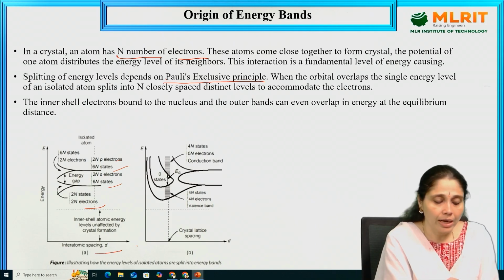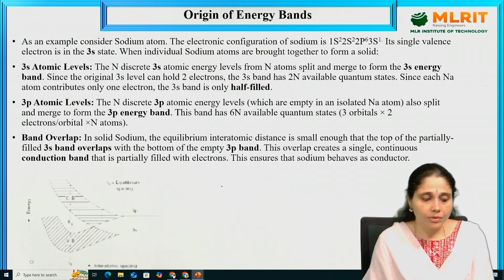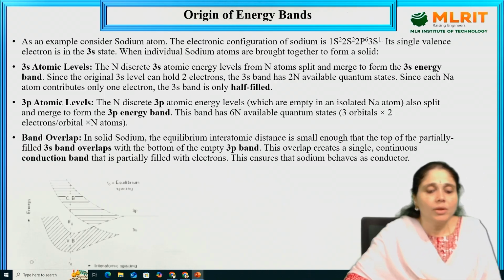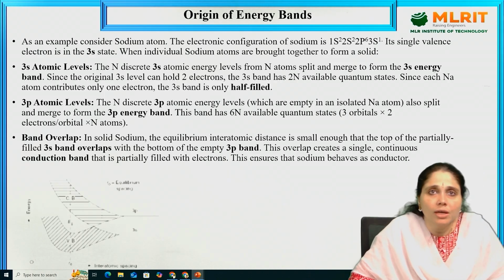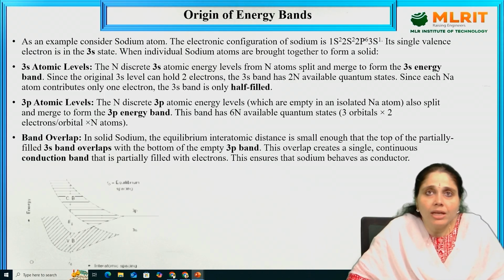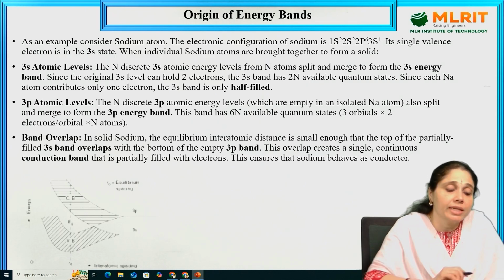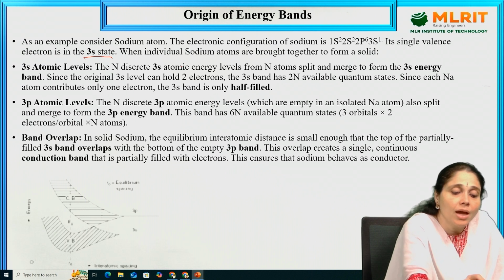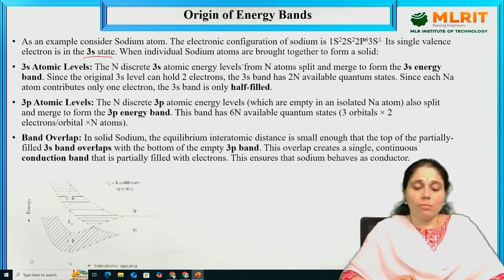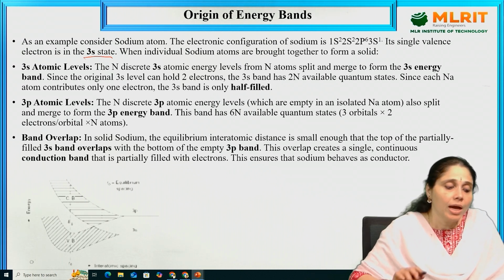Let us see. Next, come once again to the example of the sodium atom. It consists of 11 electrons, where the configuration is 1s2, 2s2, 2p6 and 3s1. The single valence electron is in the 3s state. When individual sodium atoms are brought close together to form a solid, what happens here?